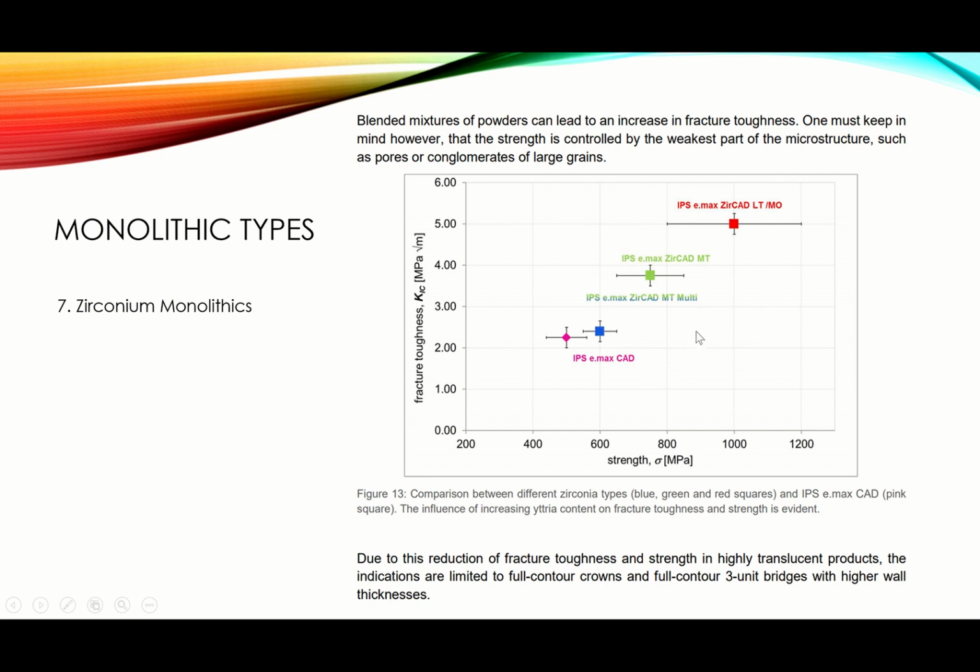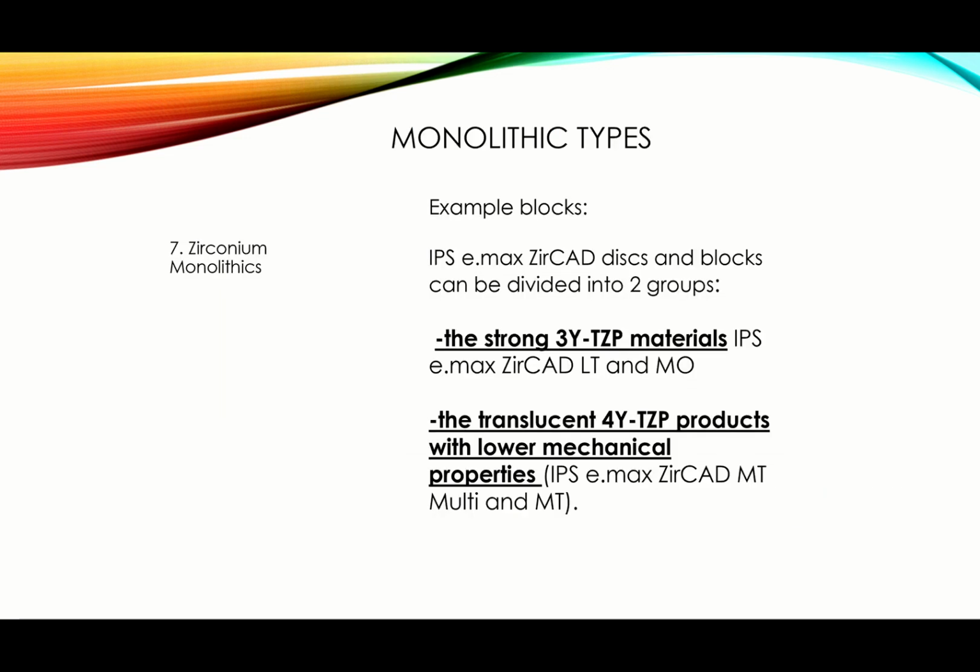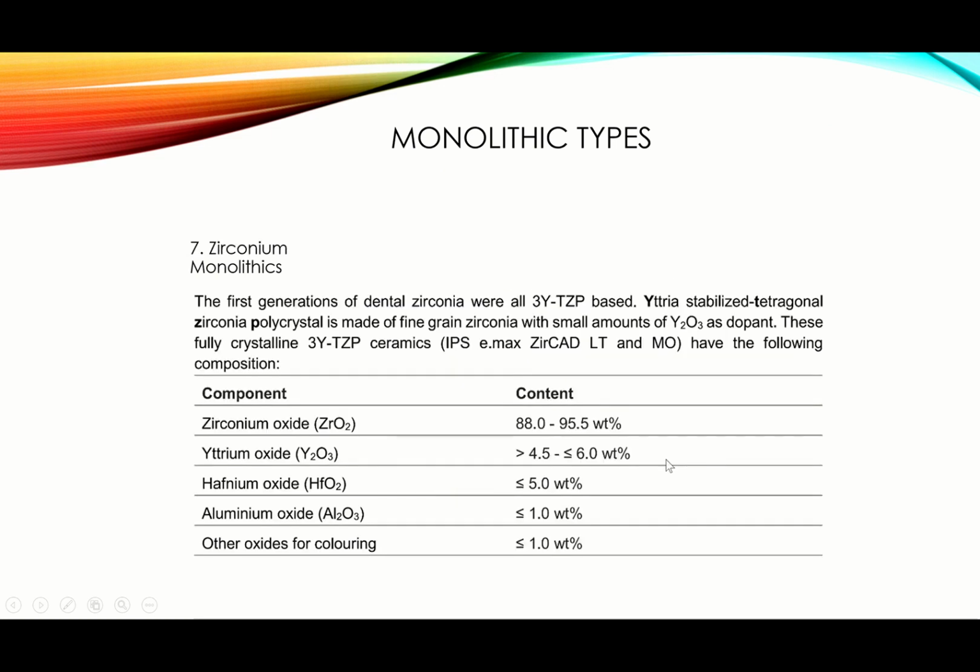I want you to know that because we're going to talk about products from different companies, where the comparison when it comes to strength is pretty close between the high translucent zirconia and the lithium disilicate pressed ingots. All right, so the strong zirconia is 3 deuterium zirconia, 4 deuterium zirconia, lower mechanical properties, acceptable translucency. Now let's look at this.